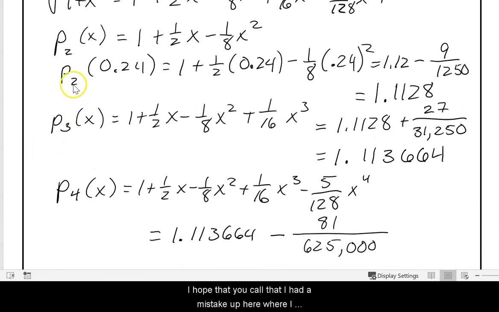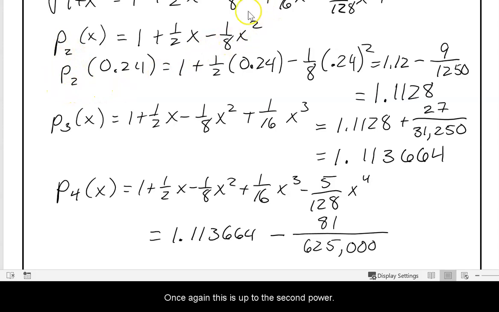I hope that you caught that I had a mistake up here where I wrote P3. It should instead be P2, since again, this is up to the second power. Now, when we look at this next one for P3, I got the value of 1.113. We are not yet at 3 decimal places of accuracy because the third decimal place here is a 3 and up here it is a 2. If I rounded, it would be a 3, but if I rounded this one, it would go to 4. That is not 3 decimal places of accuracy.